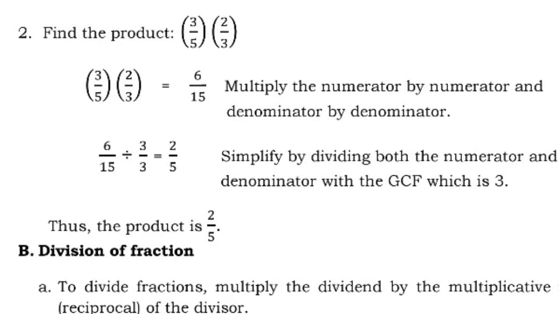Then number 2, find the product 3/5 times 2/3. You're going to have 3 times 2, 6, then 5 times 3 is 15, so 6 over 15. This can be simplified by dividing the numerator and denominator by 3, since these two are divisible by 3. 6 divided by 3 is 2, 15 divided by 3 is 5. So your answer should be 2 over 5.